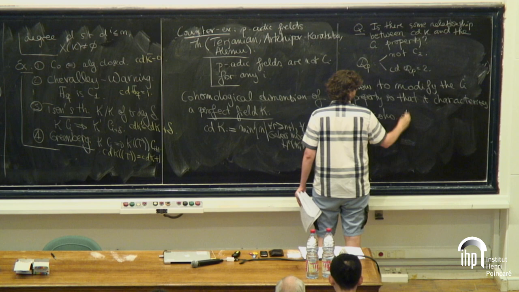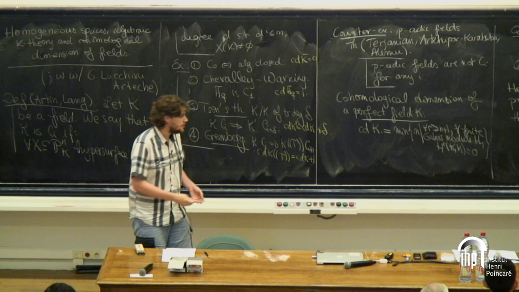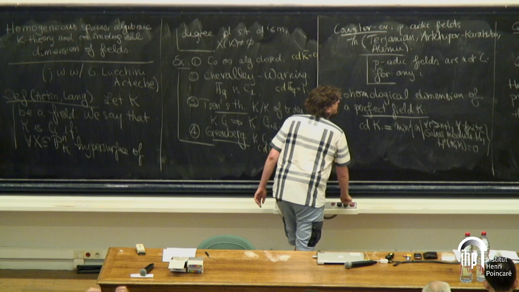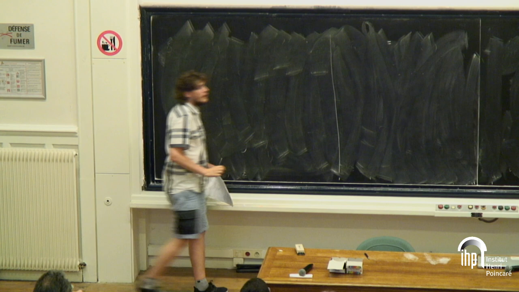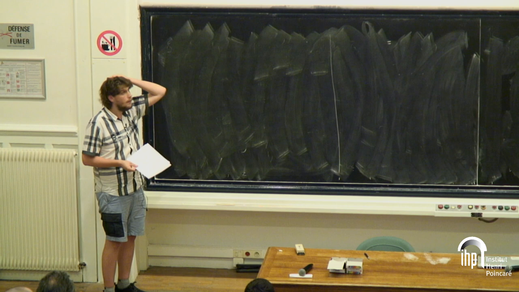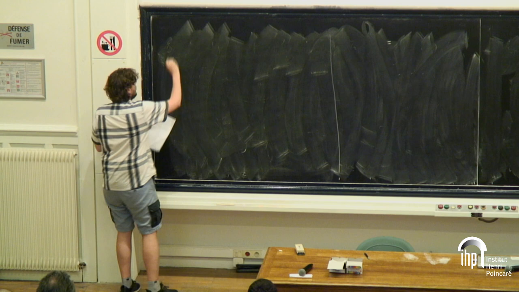And so here I want to talk about some conjectures which are due to Kato and Kuzumaki, which essentially seek to answer this question. So they propose some variant of the Ci properties, and they expect them to characterize cohomological dimension. So that will be the second part of the talk.